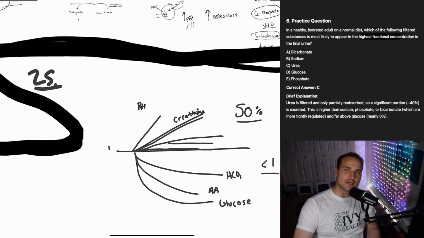And so urea actually helps you build the medullary concentration gradient in the nephron. It enhances water absorption downstream. So if you're asked which solute has the greatest fractional excretion, the answer is going to be urea. It's filtered and only partially reabsorbed.